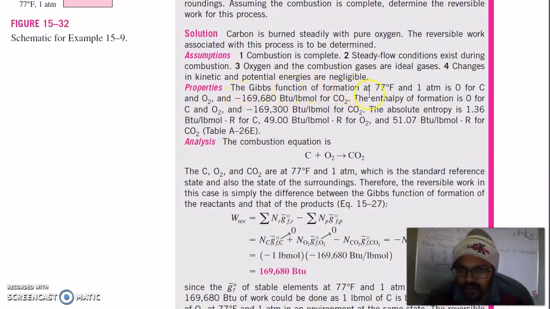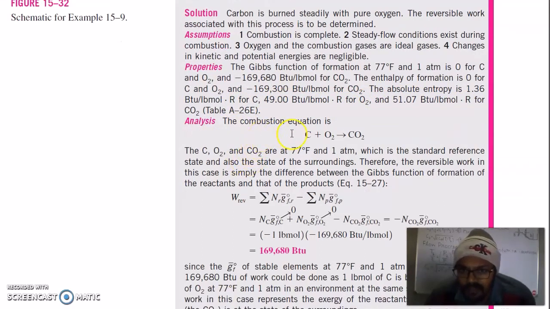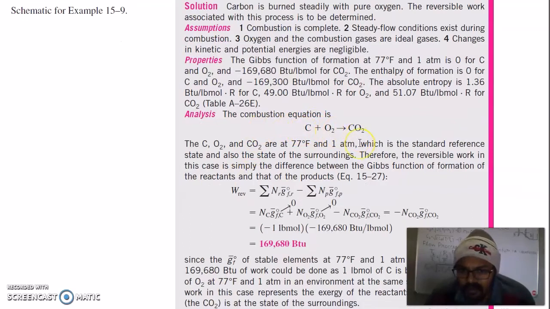The Gibbs function of formation at 77 Fahrenheit and 1 atmosphere for oxygen and carbon is 0, and this much amount for CO2. The enthalpy of formation is 0 for carbon and oxygen, and this much for CO2. The absolute entropy is 1.36 for carbon, 49 for oxygen and 51 for CO2. The combustion equation is carbon plus oxygen, which forms CO2.